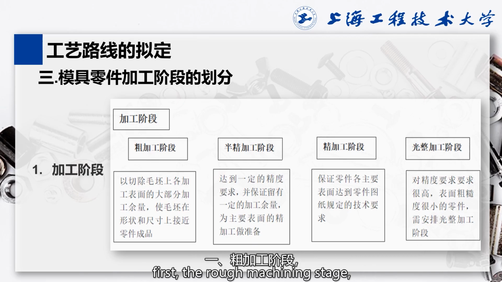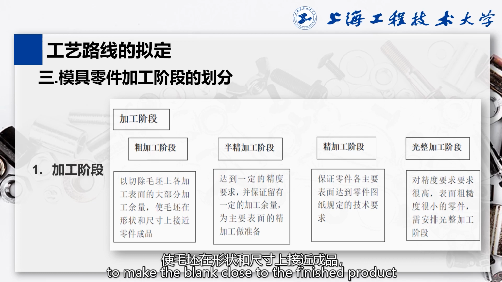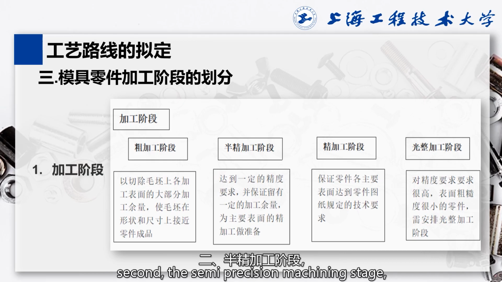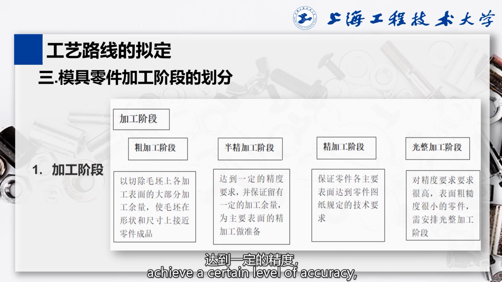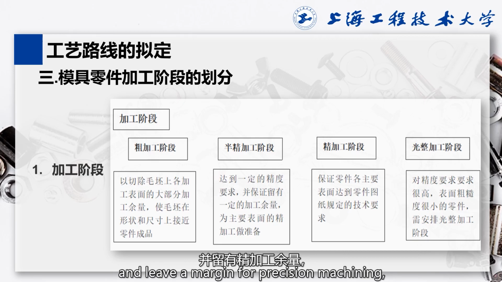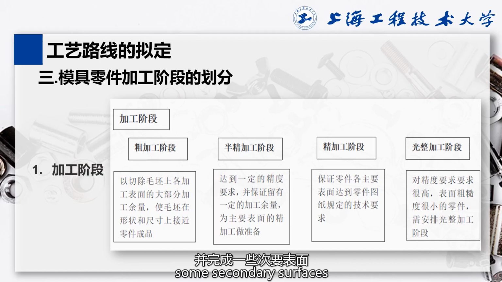First, the rough machining stage, whose main task is to efficiently remove the excess amount on each surface to make the blank close to the finished product in shape and size. Second, the semi-precision machining stage, whose main task is to eliminate the errors left by rough machining, achieve a certain level of accuracy, and leave a margin for precision machining, preparing for the precision machining of the main surface and completing the machining of some secondary surfaces, such as drilling.